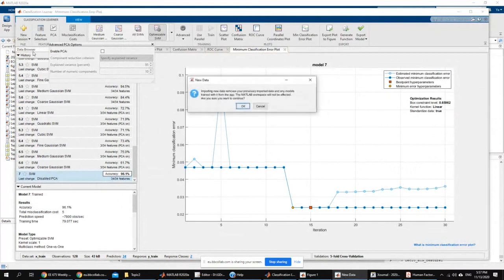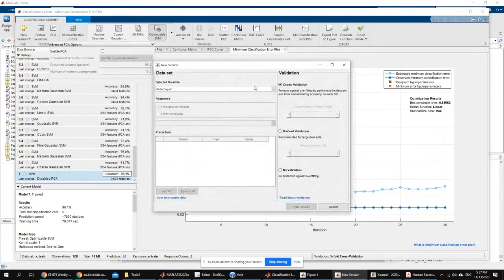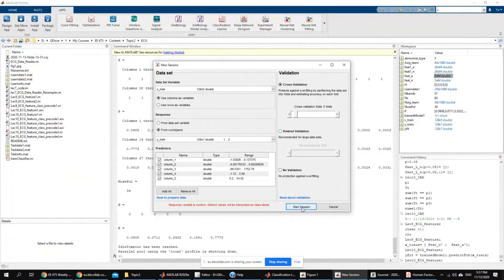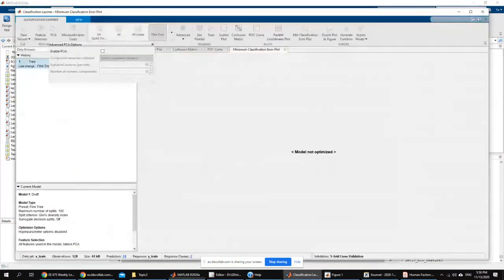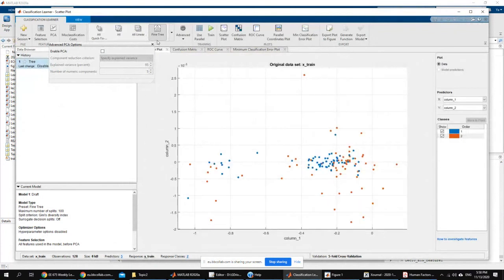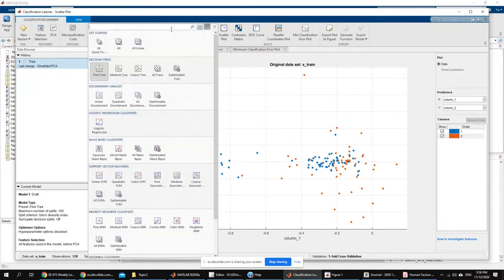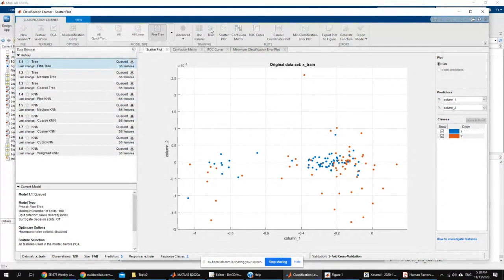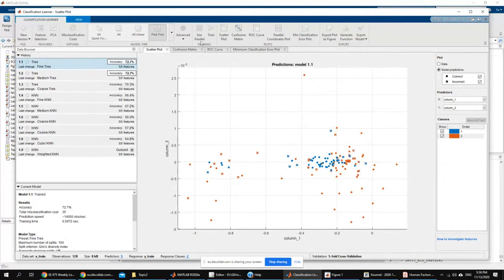So I'm going to start here from a new session. X train, Y train, same exact parameters, start session. I'm not going to use that. I'm going to try quick. Let's try. See now the results, 50%, 72%. Very poor classification results.